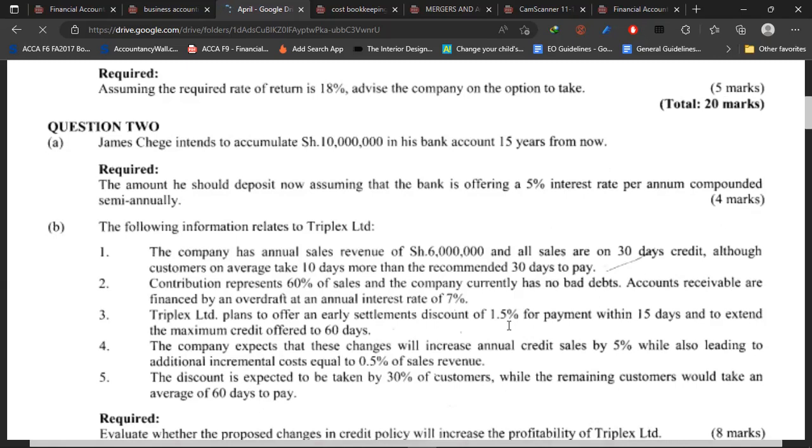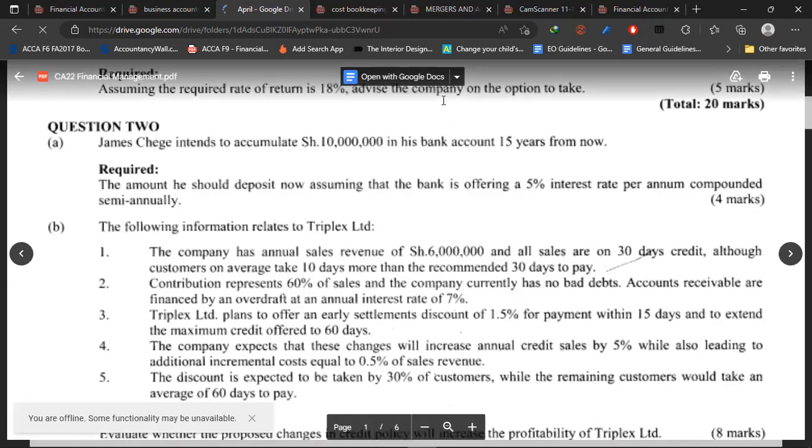So he has said that he intends to accumulate 10 million in his bank account 15 years from now. So the amount he should deposit now is the determination of the present value, right? Assuming that the bank is offering a 5% interest rate per annum, this is the question for compounding, but let me do it here. So in this case, what am I supposed to be doing?